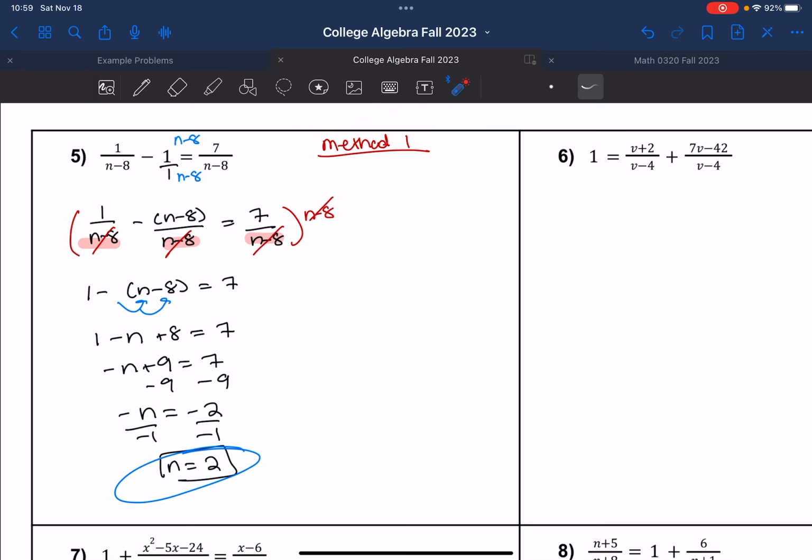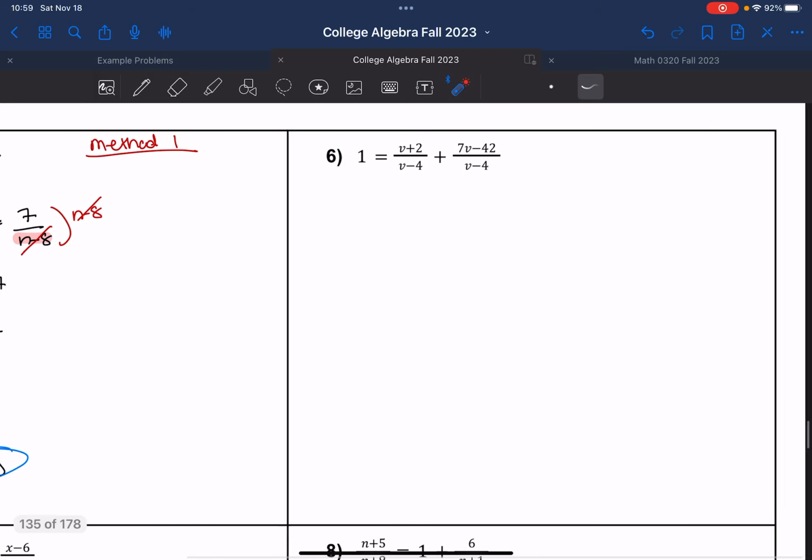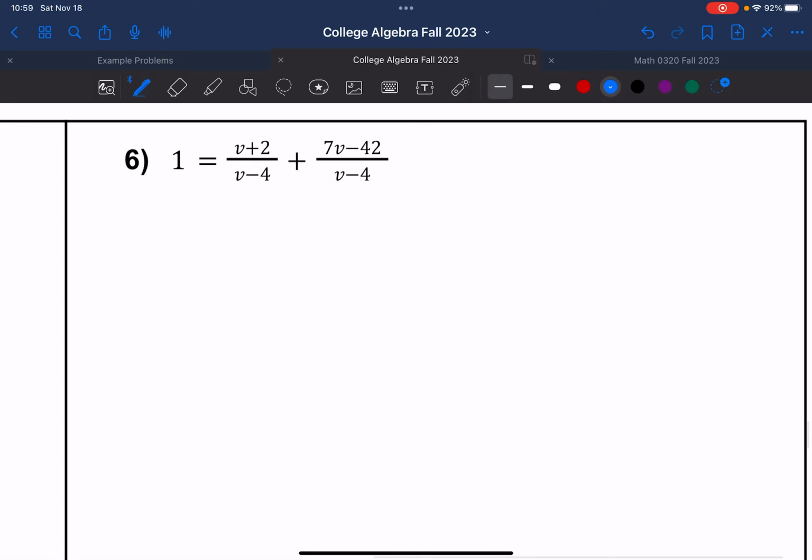Okay. On number 6, let's go ahead and do method 1 again. And then from then on out, I'm just going to go ahead and do method 2 because that's what I prefer. But you could choose to do either method. So in number 6, we are also doing method 1, just so you have these to refer back to if you like this one better.